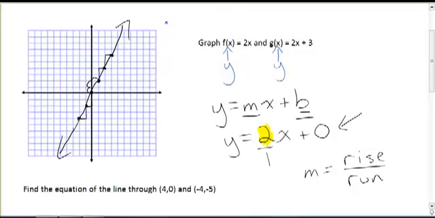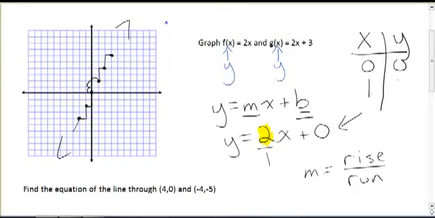Now, of course, you could have plotted that line by just choosing some values of x. You could have come over here and done the table. I know people like doing the table. Right? Well, if x is 0, y is going to be 0. If x is 1, 2 times 1 is 2, so y is 2. You could have done that, and you would have gotten your points on the line.